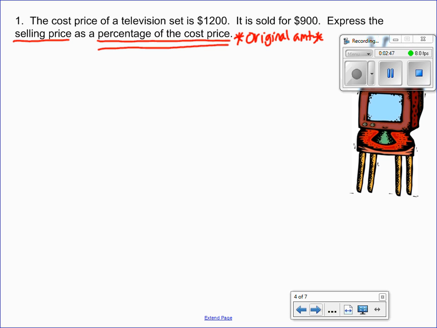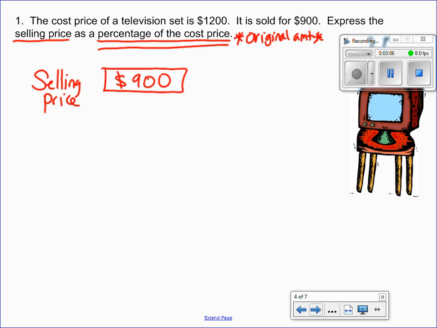All right, so here's how we're going to draw a percent ruler diagram for these types of problems. This is the selling price, $900. Skip a little bit of space because we're going to be putting something in between here. And then the cost price. What was the cost price, Jana? $1,200.